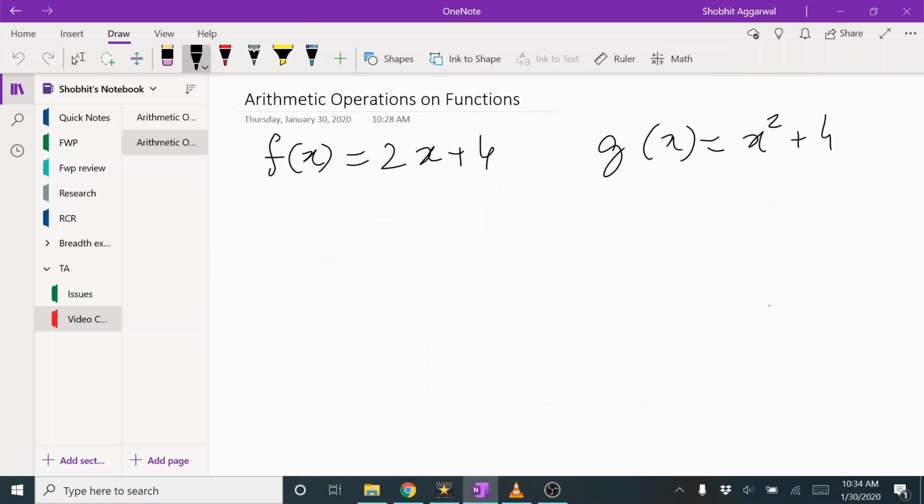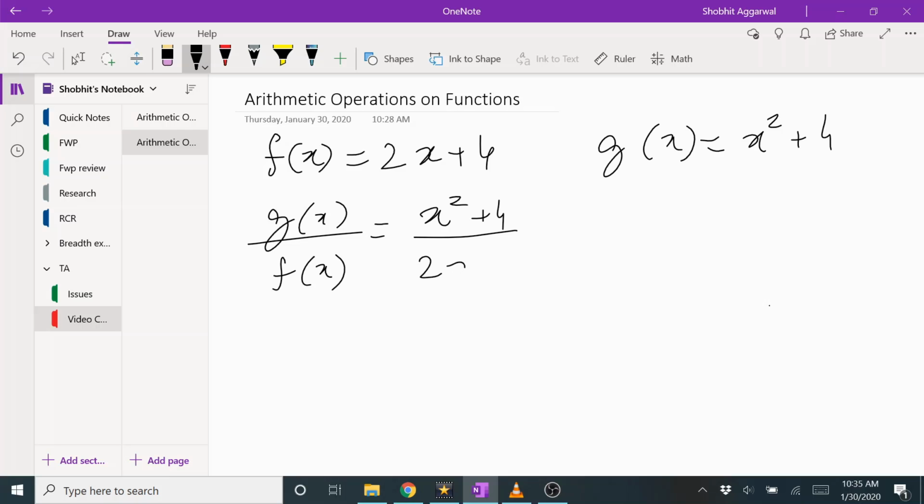Alright, now let's talk about division. So let's say we are dividing g of x by f of x, which means g of x is x squared plus 2 divided by 2x plus 4.